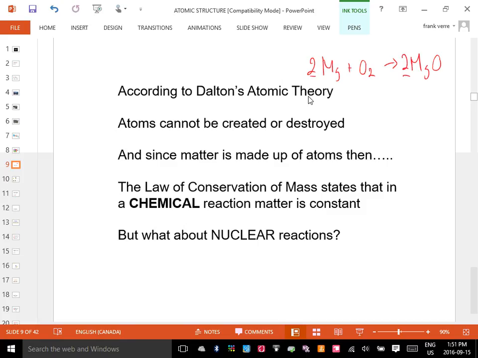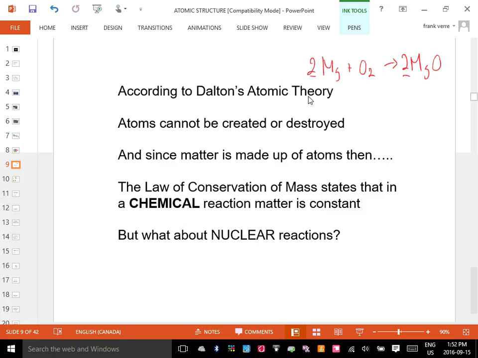But here's the thing. In this reaction, we didn't destroy atoms. We didn't create atoms. The amount of matter, the mass, is the same on both sides. This is called a chemical reaction. So in a chemical reaction, the law of conservation holds. But in a nuclear reaction, it doesn't.